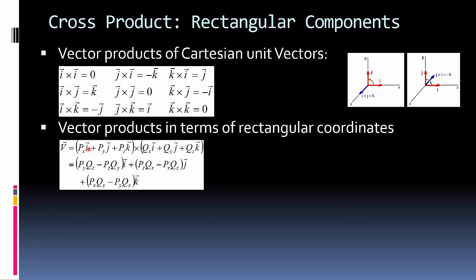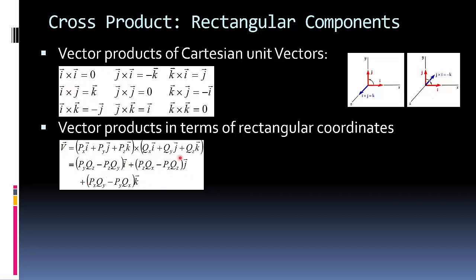So Px in the i direction plus Py in the j, Pz in the k, right? Cross Q vector, so Qx in the i and so on. You can go through and do each one of these out. So it's going to be Px times Qx, i cross i, but we just talked about i cross i being 0, so that goes away. Px Qy i cross j. Well, i cross j is positive k, so you look here at k, you have Px Qy.